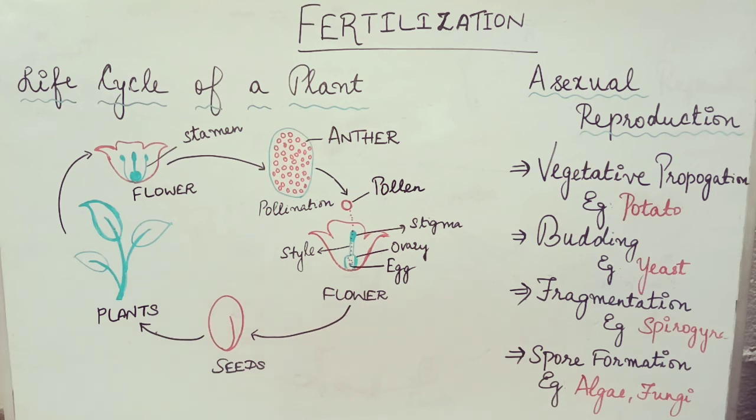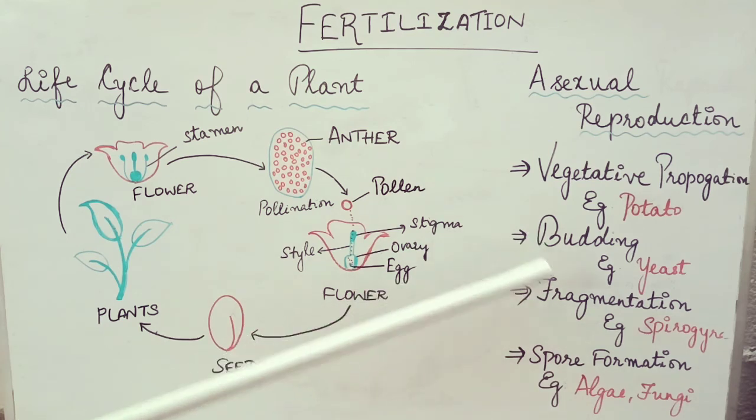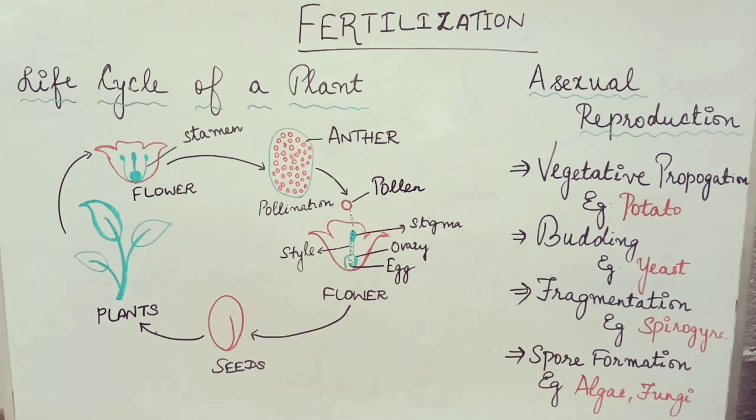Second one, budding. The word bud means small outgrowth. In the process of budding, a small bud grows on the parent organism, and when the time comes, it detaches itself from the parent and then forms a new organism. Example, yeast.